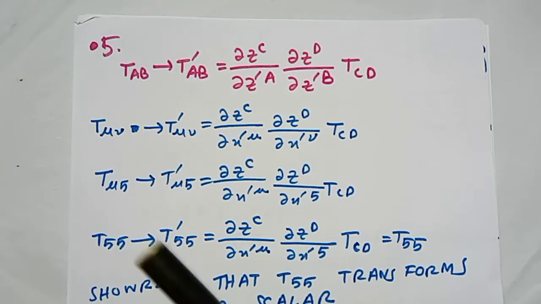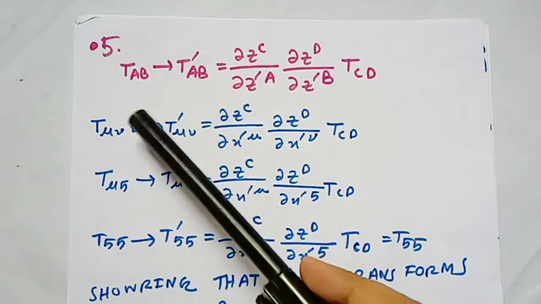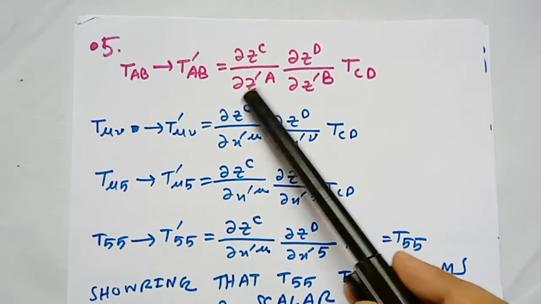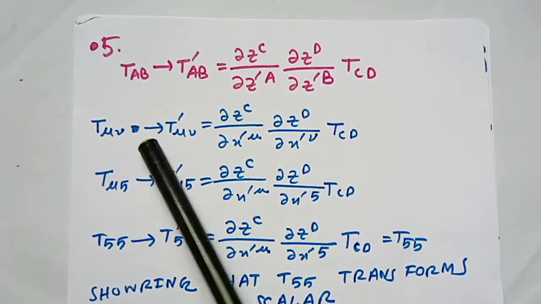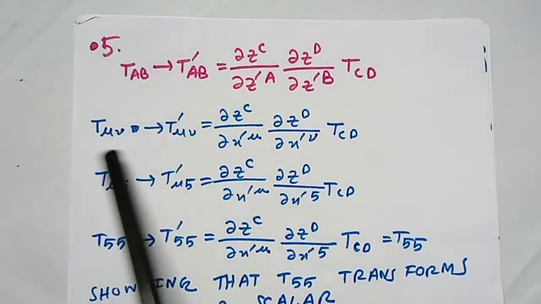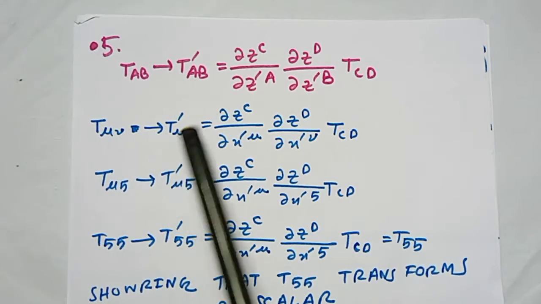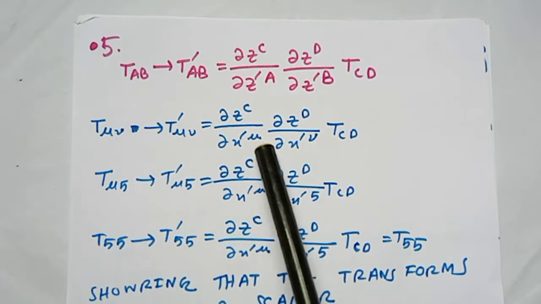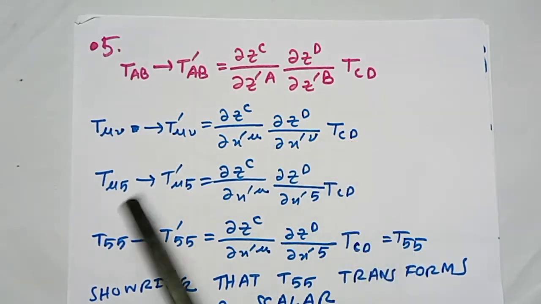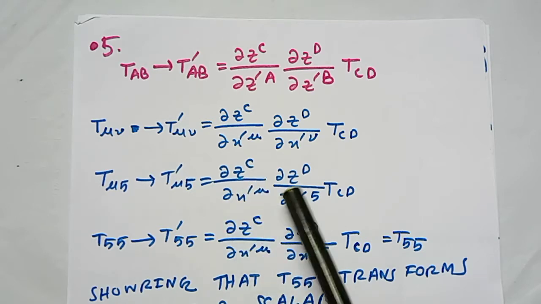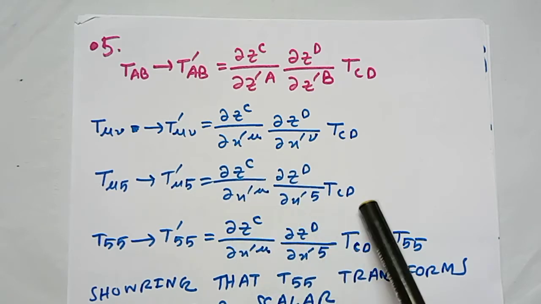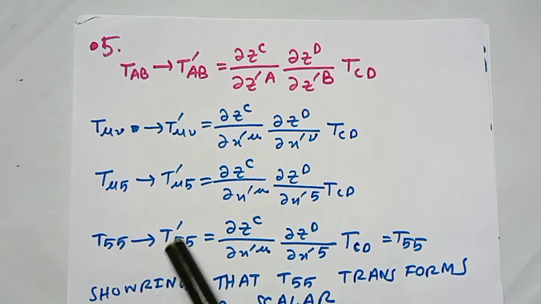Now the second rank covariant tensor T_AB: T'_AB = (dz^C/dz'^A)(dz^D/dz'^B) T_CD. Now for the 4-dimensional part, T'_mu nu = (dz^C/dx'^mu)(dz^D/dx'^nu) T_CD, and T'_nu 5 = (dz^C/dx'^mu)(dz^D/dx'^5) T_CD, and T'_55 = (dz^C/dx'^5)(dz^D/dx'^5) T_CD, which equals T_55.